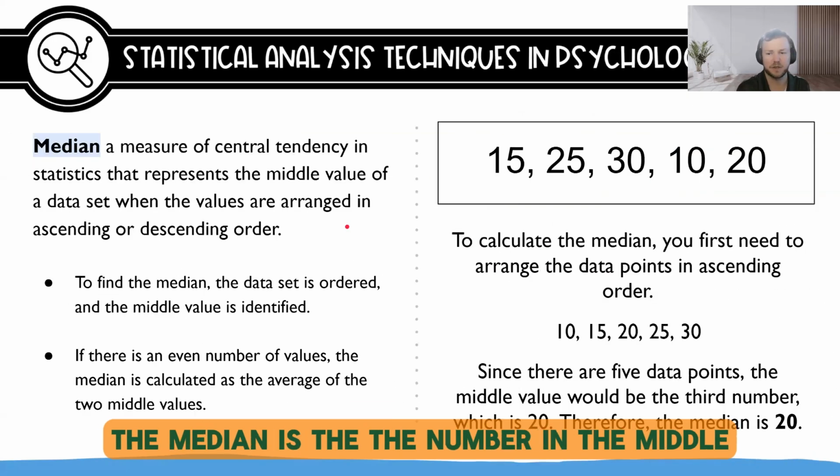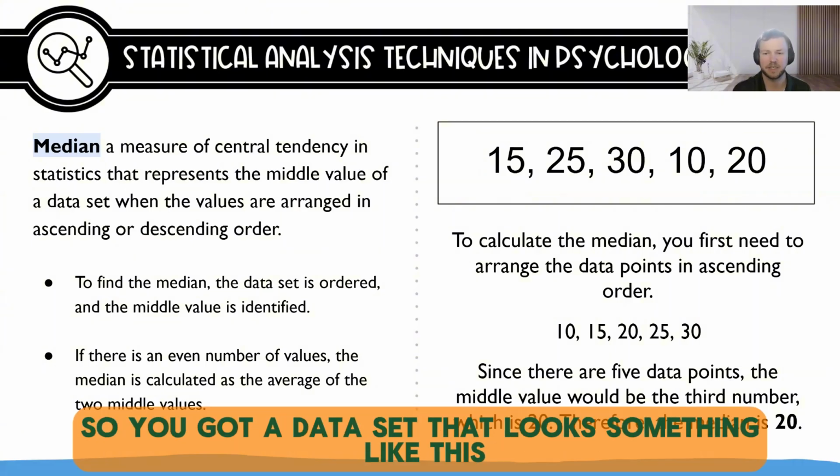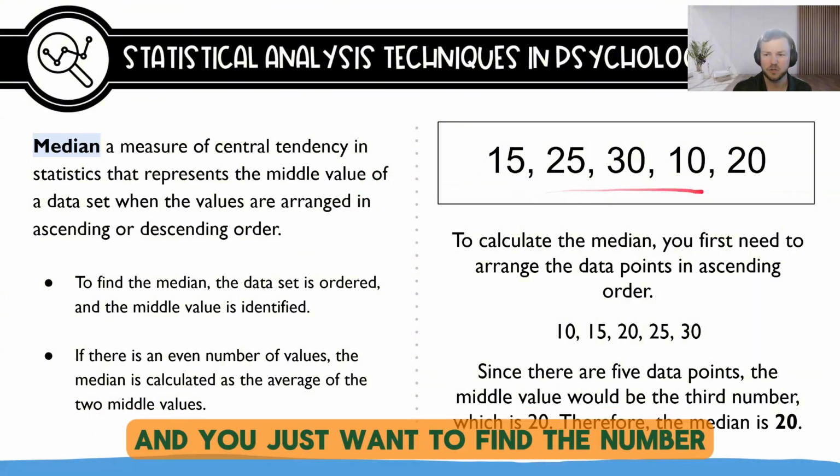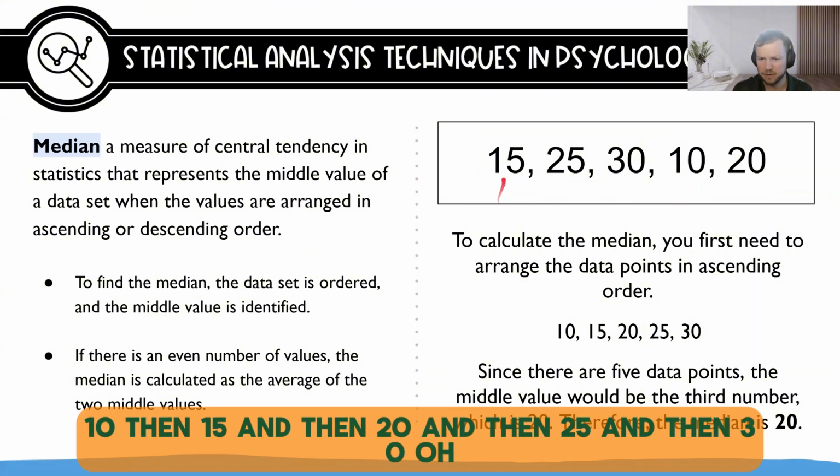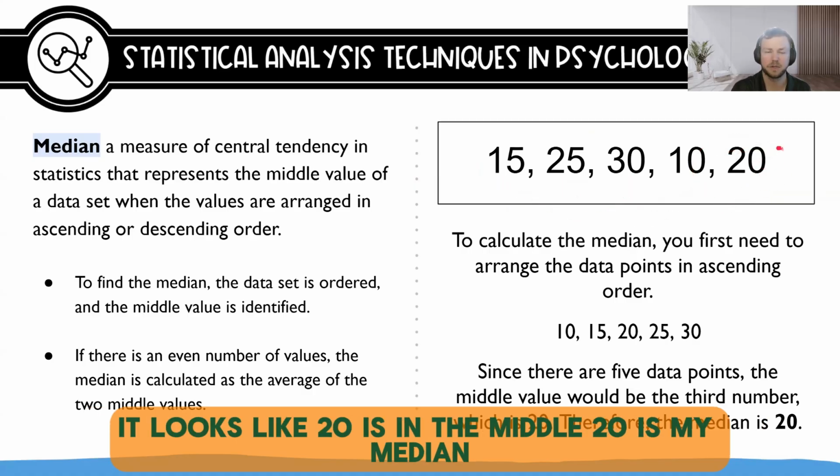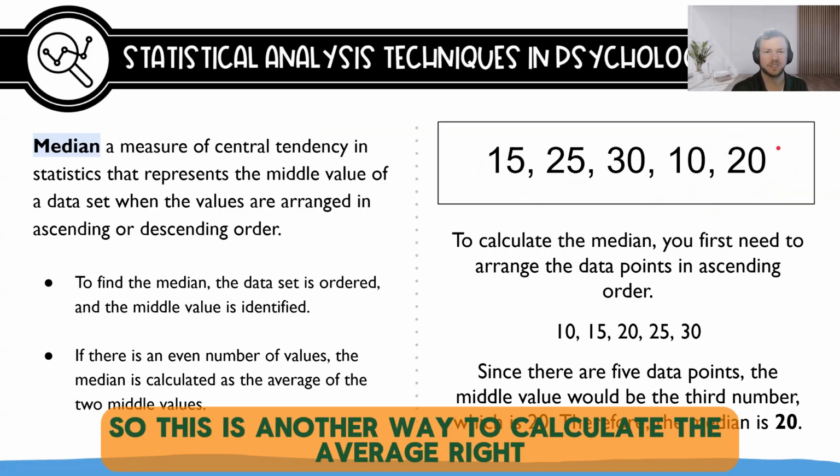And then you got the median. The median is the number in the middle. So you got a data set that looks something like this, and you just want to find the number that's in the middle. Okay, 10, then 15, and then 20, and then 25, and then 30. Oh, it looks like 20 is in the middle. 20 is my median. So this is another way to calculate the average, right?